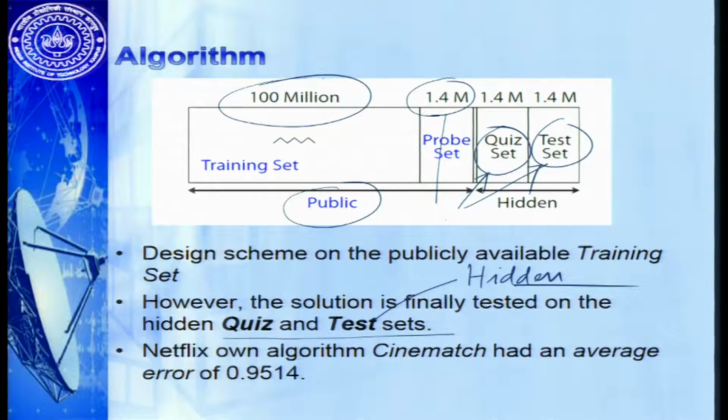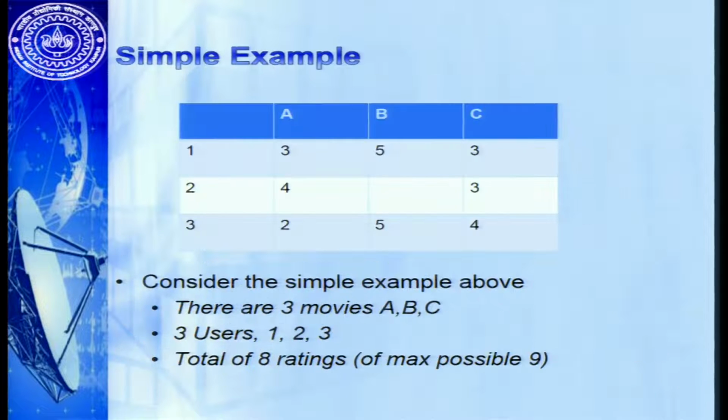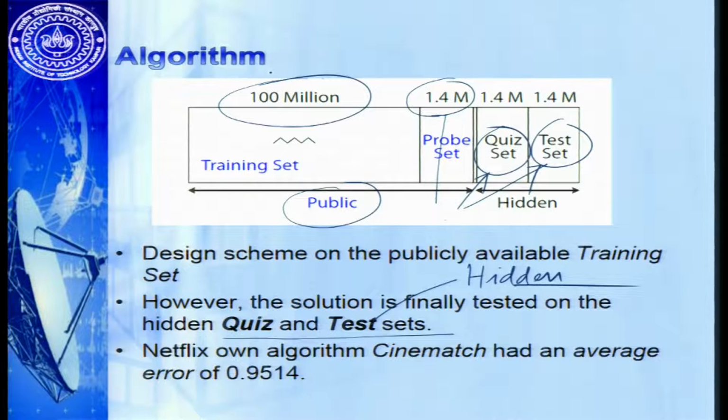Different researchers submitted different algorithms. The performance of the algorithms is tested on the quiz set and the test set, and whichever algorithm performs the best, that is, gives recommendations on the test set that are closest to the ratings actually given by the users, wins. The performance is tested against the actual ratings given by the users, which are hidden, and that algorithm is obviously the best because it is best able to predict the ratings of the different users. That is basically the problem.